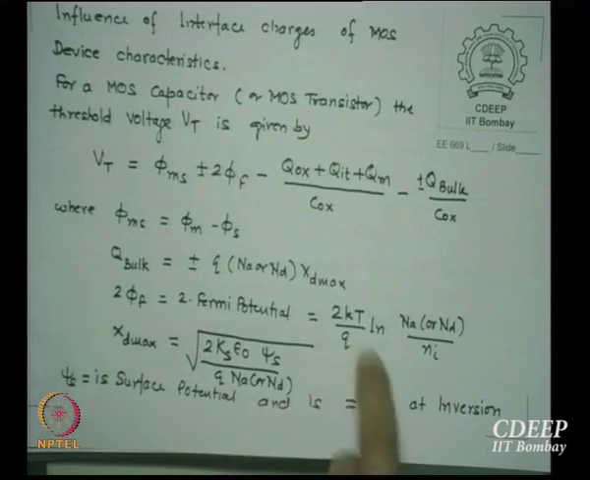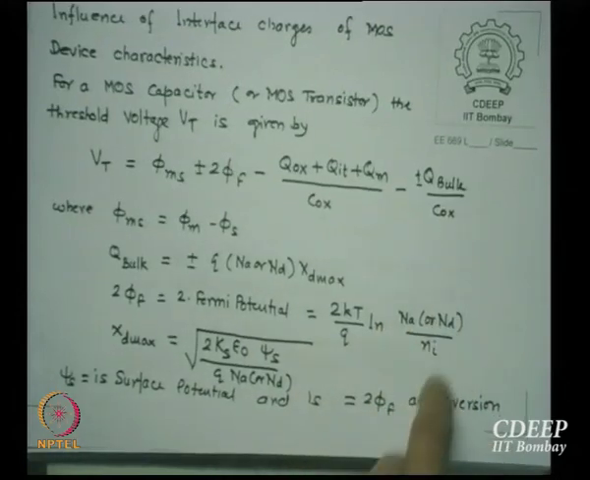Fermi potential is 2kT by q, ln of Na by Ni or Nd by Ni, plus or minus. If it is Na by Ni, it is plus. If it is Nd by Ni, it is minus. Xd max is the square root of 2 Ks epsilon naught psi s by q Na. Now, psi s is called surface potential, but I will take the figure just now. And that is equal to 2 phi f at inversion. Surface, I will just draw the band diagram quickly and then we will show you it.